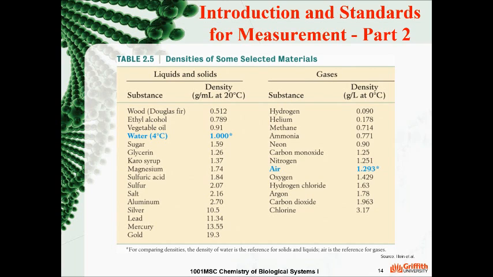Let's take a look at some examples of the density. From the table, you can see that the water density is 1. Gold, on the other hand, has a density of 19.3. So if we have the same volume of water and gold, then the gold is 19 times heavier than water. Wood, on the other hand, has a density of 0.512, and that is the reason it floats on water, as it is lighter. Just remember that all these density values depend on the temperature.